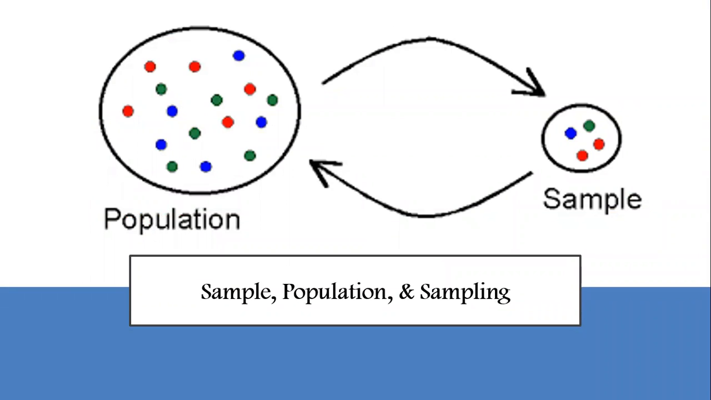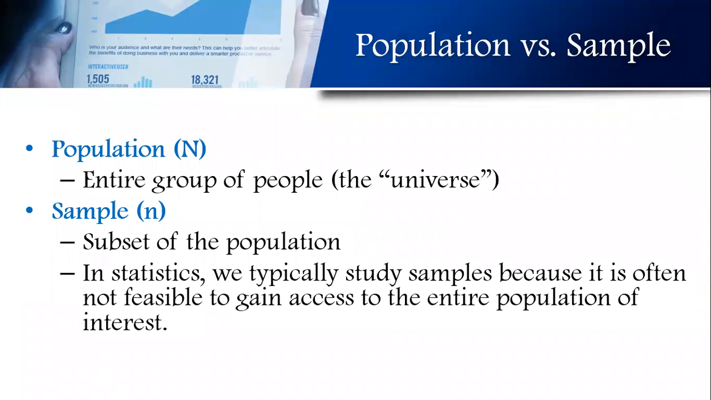Let's begin by discussing the difference between a sample and a population, as well as the concept of sampling. A population, uppercase N, is an entire group of people, or what is referred to as the universe. A sample, or lowercase n, is a subset of the population. In statistics, we typically study samples because it is often not feasible to gain access to the entire population of interest.